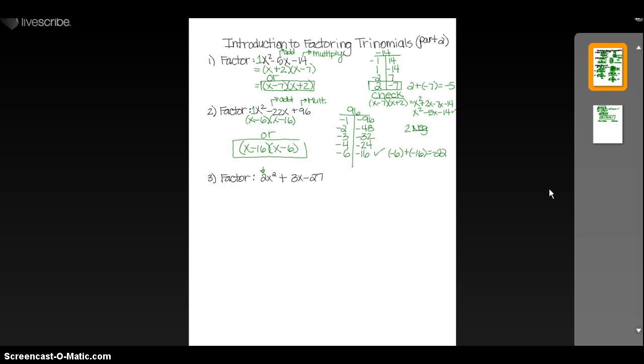Let's try the method that we used in the past. What we would do in the past, or in these first two examples, is we would find factors of negative 27, and they have to add up to positive 3. So we could have a negative 1 and a 27, or a 1 and a negative 27. We could have a negative 3 and a 9, or a 3 and a negative 9. Those are the only factors of 27. Now, if you look at those, none of those add up to positive 3.